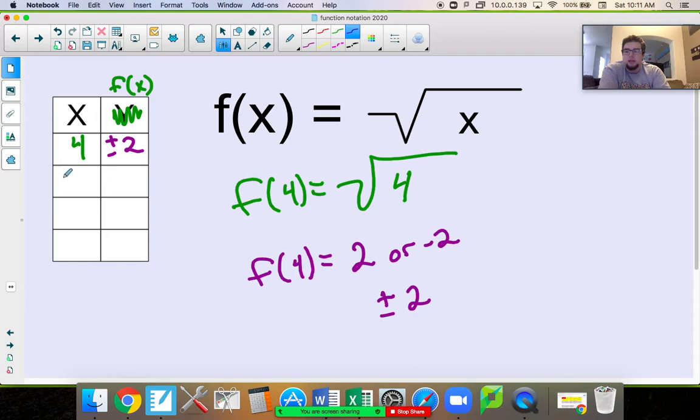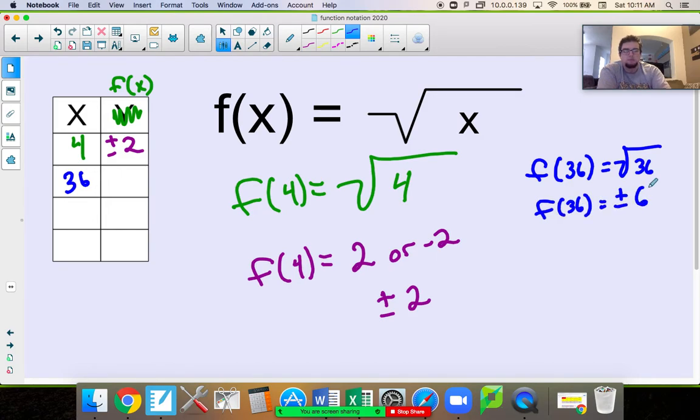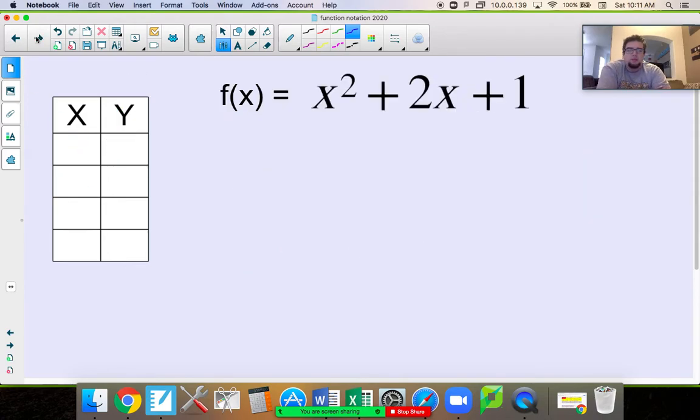Maybe we plug in 36. So f of 36 equals the square root of 36. So f of 36 is equal to plus or minus 6. And that's how we use our notation. If there's a rule with multiple x values in it, we are going to plug in x every time we see x. So let's plug in a 2 for this one.